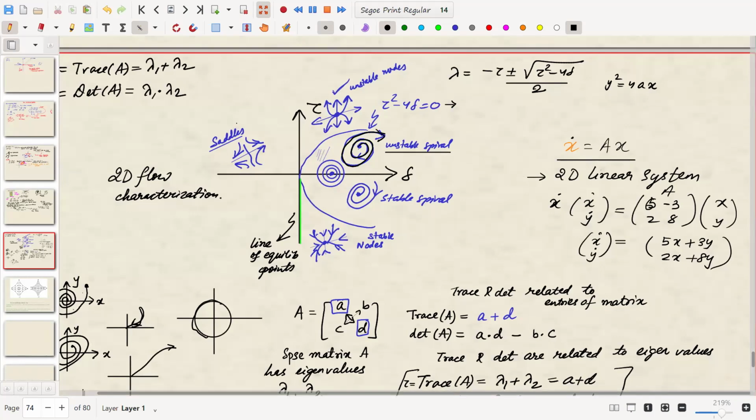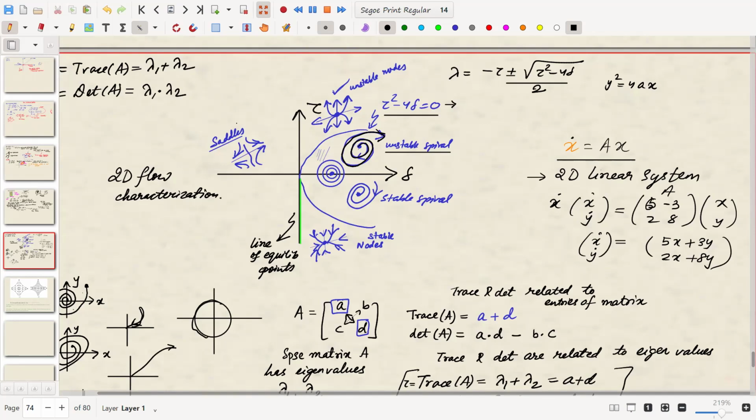If it is going outwards, that means, if I am an equilibrium point and you are spiraling outwards from me, then I am an unstable equilibrium point. It is moving outside. If you are spiraling towards me, then I am a stable equilibrium. So below the curve tau square minus 4 delta, you have unstable spirals in the first quadrant.